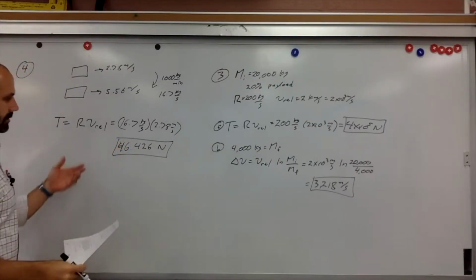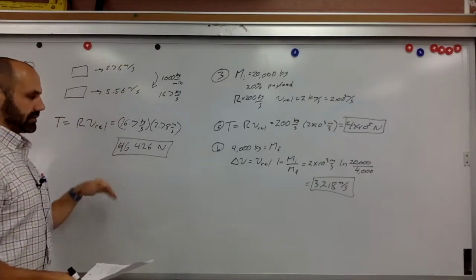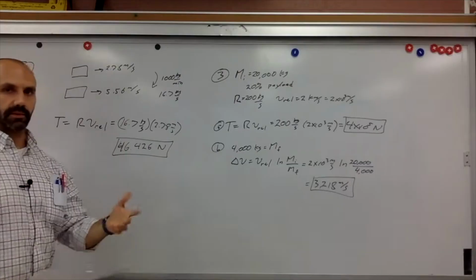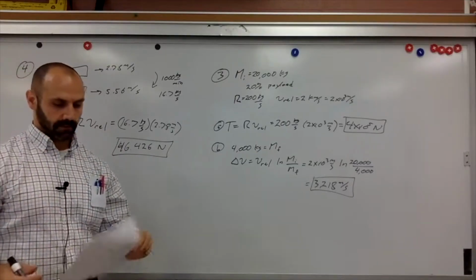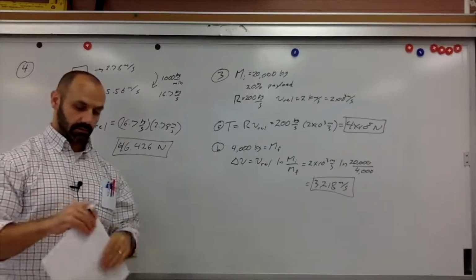That's how much thrust there is due to the constant shoveling of the coal. So this is how much thrust you need to counteract that to keep the barge moving at a constant velocity. And that's it for this packet.